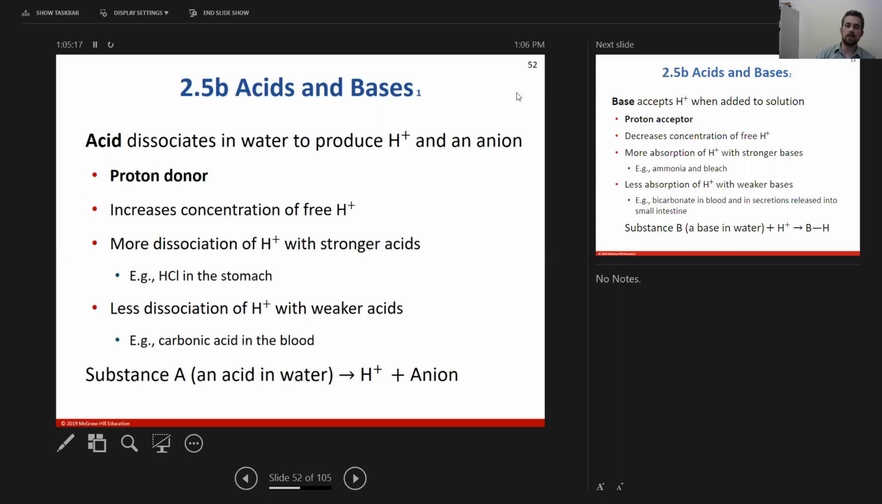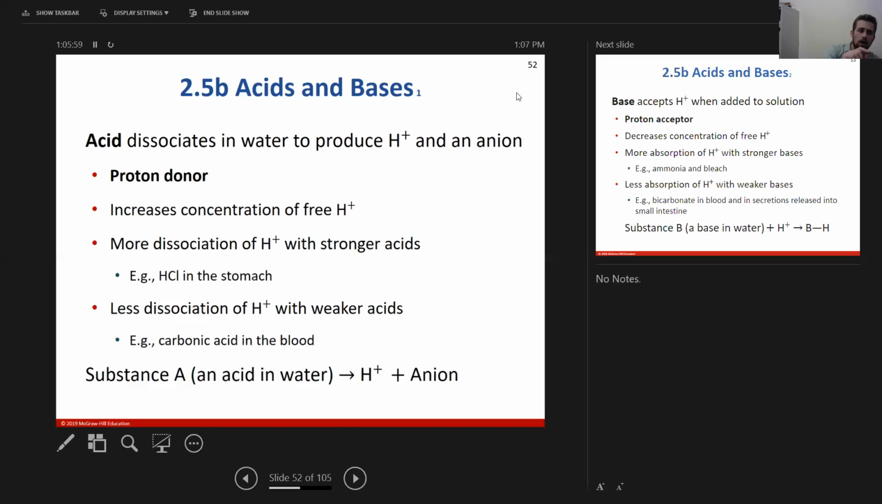Anyway, that brings us really to acids and bases. This idea of hydrogens and hydroxyl ions, that is kind of what makes up acids and bases. Acids will dissociate in water to produce this positive hydrogen ion and an anion of some sort. They become this proton donor. We increase the concentration of that free hydrogen ion.